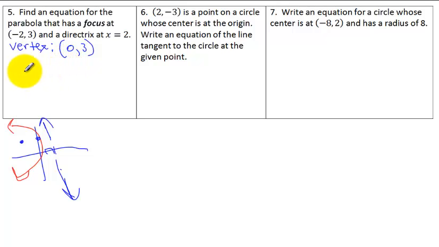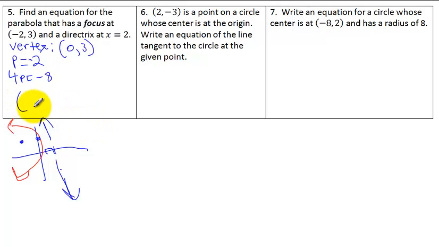We need to know what p is. So the p is how far you are from the vertex to a focus, which is 2, or from the vertex to the directrix. So that is 2. But let's be more specific than just saying a 2, because we know it opens left. So let's make this a negative 2 instead of just a 2. So that way, when we get 4p, we know that this times 4 is negative 8.